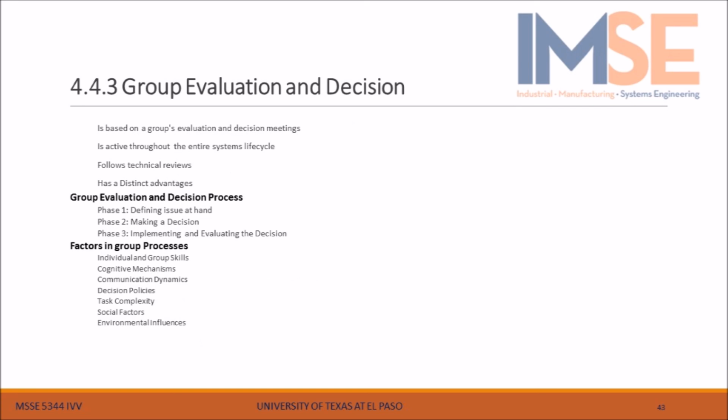Group evaluation and decision is based on a group's evaluation and decision meeting. It is active throughout the entire system life cycle, follows technical reviews, and has a distinct advantage. Group evaluation and decision process. Phase 1, defining issues at hand. Phase 2, making a decision. Phase 3, implementing and evaluating the decision. Factors in group processes: individual and group skills, cognitive mechanisms, communication dynamics, decision policies, task complexity, social factors, environmental influences.